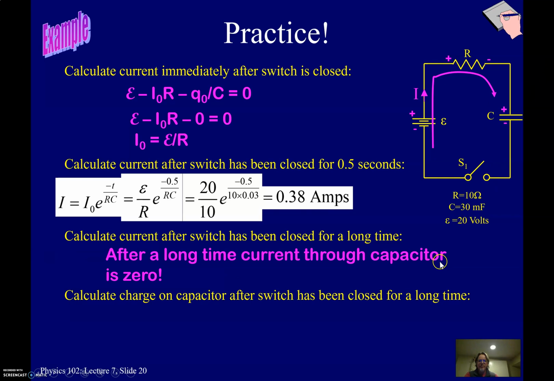That's a 0. Okay, calculate the charge on the capacitor if the switch has been closed for a long time. Well, that's just the full charge. There is no current running, it's just the full charge. So if you want to find out what the full charge of the thing is, all you have to do is take your voltage times capacitance. And that's what your maximum charge is going to be in this particular circuit.